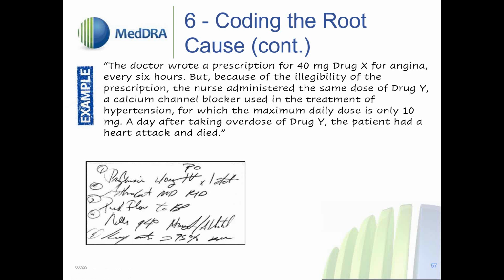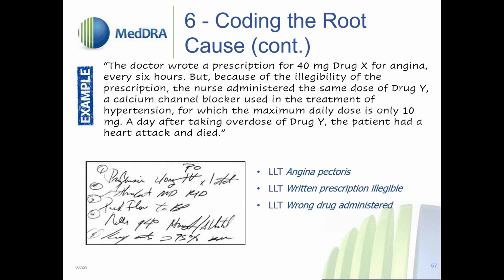And a day after taking the first 4 overdoses of the calcium channel blocker, the patient suffered a heart attack and died. So what needs to be captured here? At first, the underlying disease and the indication for use, the angina pectoris, so either medical history or indication for use. Then the illegible written prescription, the resulting medication error, the administration of the wrong drug, and the accidental overdose, and the resulting adverse reaction in the patient, the heart attack. And remember, it is very important to capture the root cause here if reported.